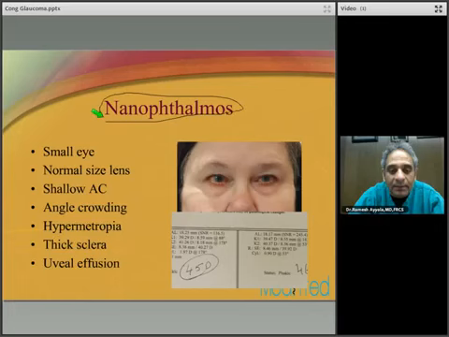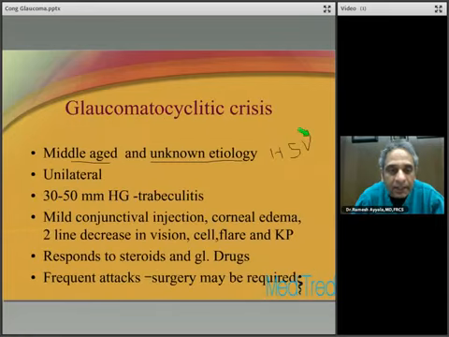Glaucomatous crisis is typically seen in middle-aged patients and is of unknown etiology. Some people believe this is secondary to HSV. It's almost always unilateral again, just like Fuchs, but bilateral cases of glaucomatous crisis have been described.